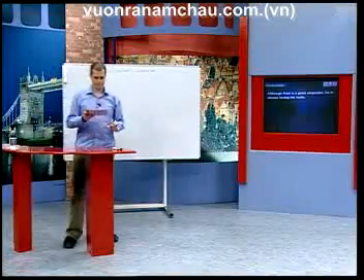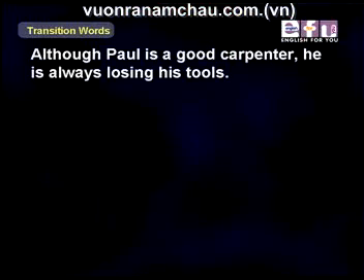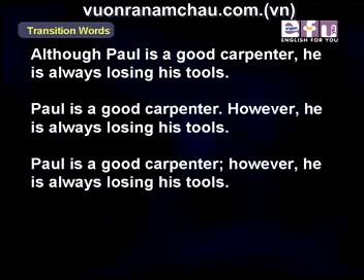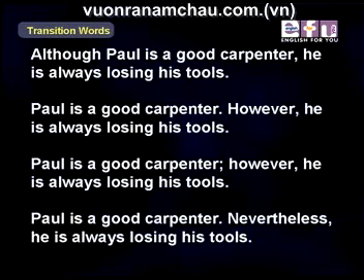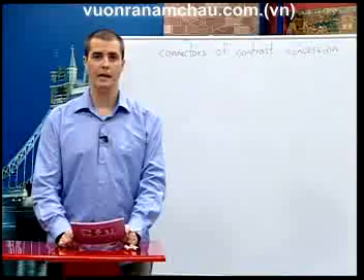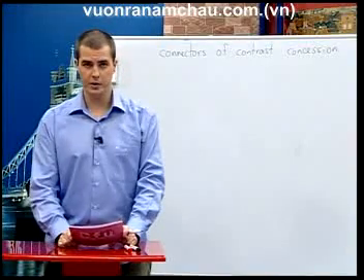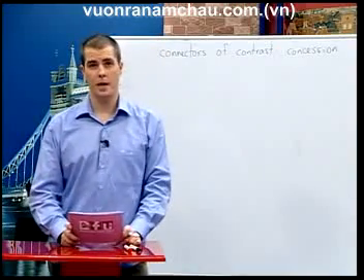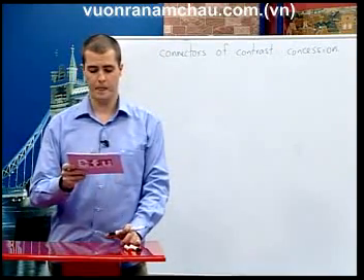Here are some examples. Although Paul is a good carpenter, he is always losing his tools. Paul is a good carpenter; however, he's always losing his tools. Paul is a good carpenter; nevertheless, he is always losing his tools. Although, however, and nevertheless are connectors of contrast. They have the same meaning as but, which we have already studied and reviewed.